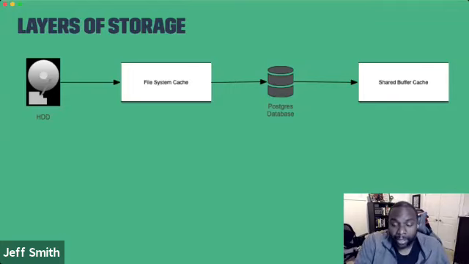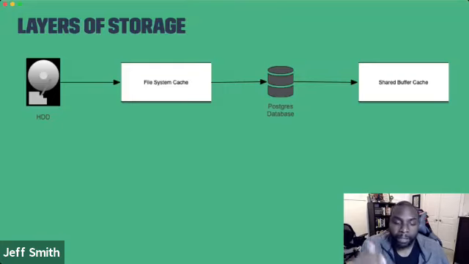And that's at the operating system level. Then you've got the Postgres database where they have shared buffer caches. And the shared buffer caches are Postgres's scratch pad of storing data. So when you think about it, whenever we have to read data, we're going through these multiple layers.